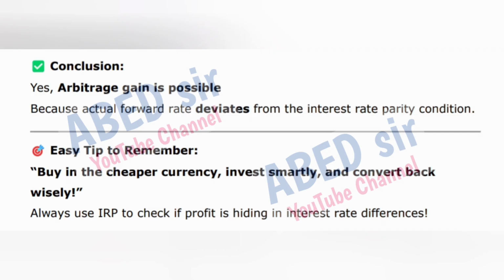Conclusion. Yes, arbitrage gain is possible. Because actual forward rate deviates from the interest rate parity condition. Easy tip to remember. Buy in the cheaper currency, invest smartly, and convert back wisely. Always use IRP to check if profit is hiding in interest rate differences.